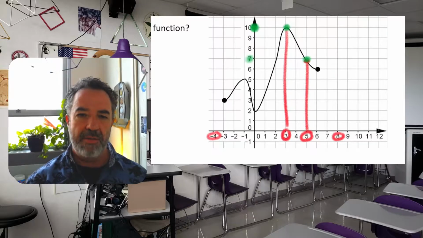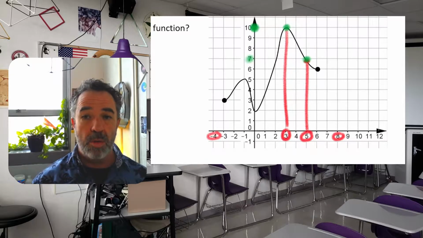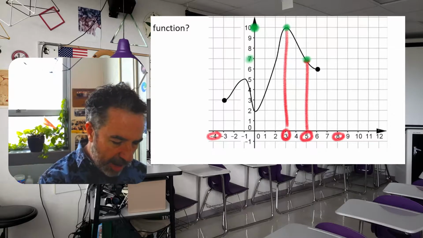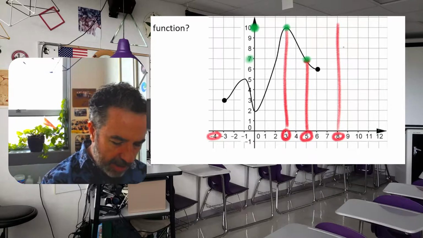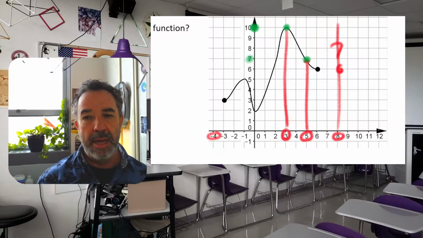So I know that I have a function if each member of the domain has at most one y value. At most one y value. Even this 8 right here, it never gives me any value, and that's fine. It doesn't have to give me a value, right? But it gives me at most 1.